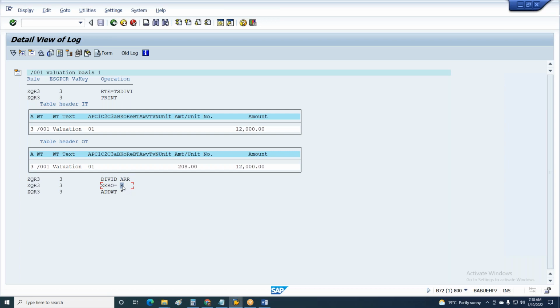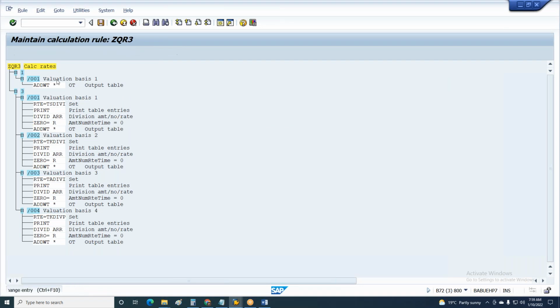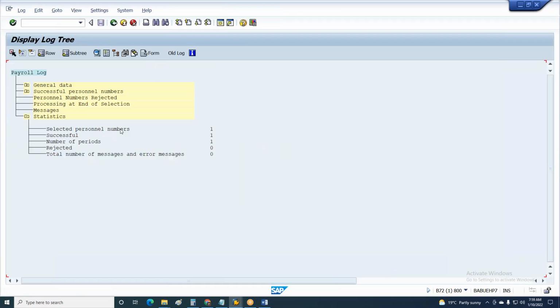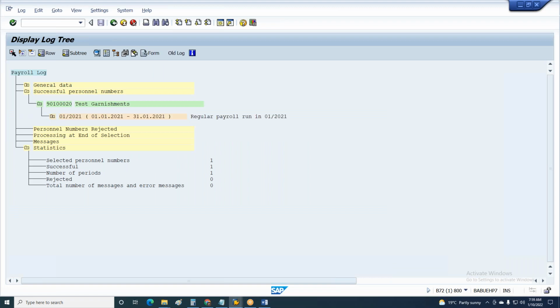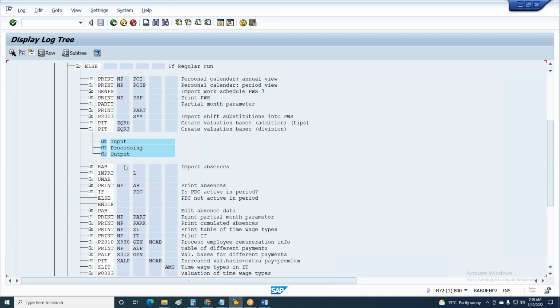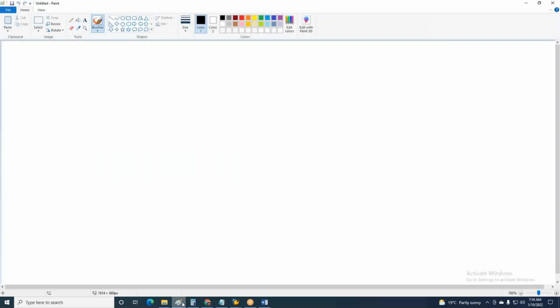Divide amount and store it in the rate. Oh, I'm removing rate again instead of number, instead of amount. We should not delete the rate. We are writing this rule for the calculation of rate only, but we don't need an amount. See, the rates are calculated. So verify it.